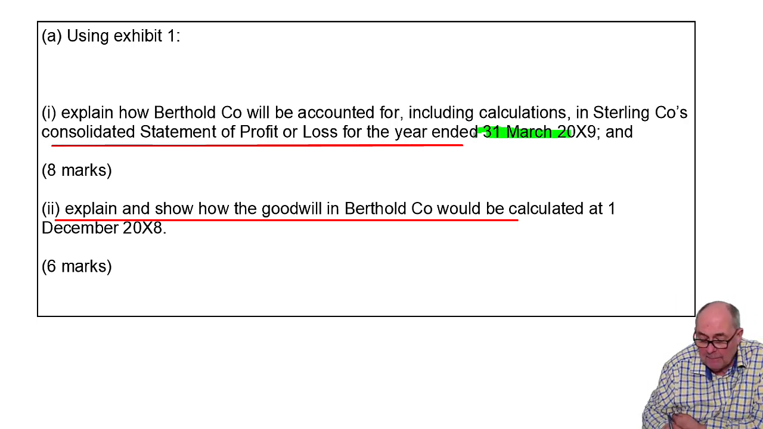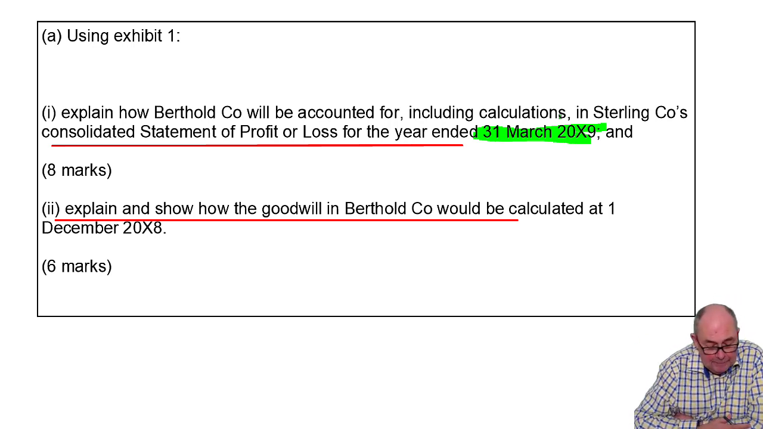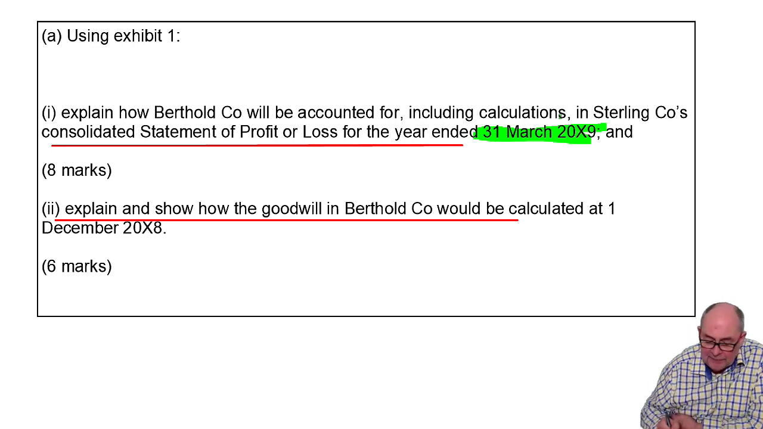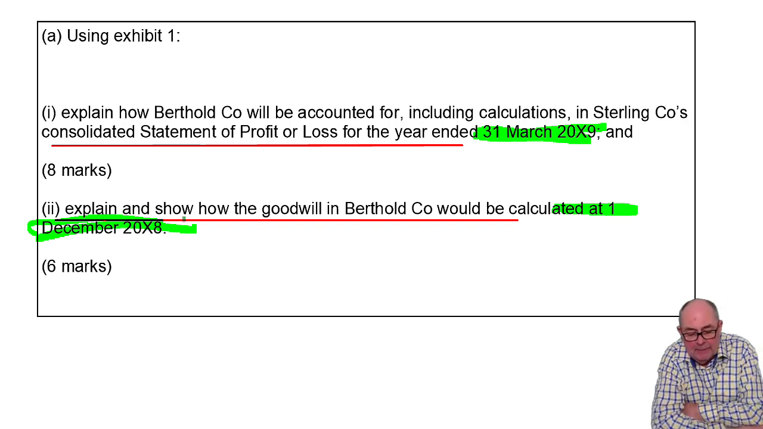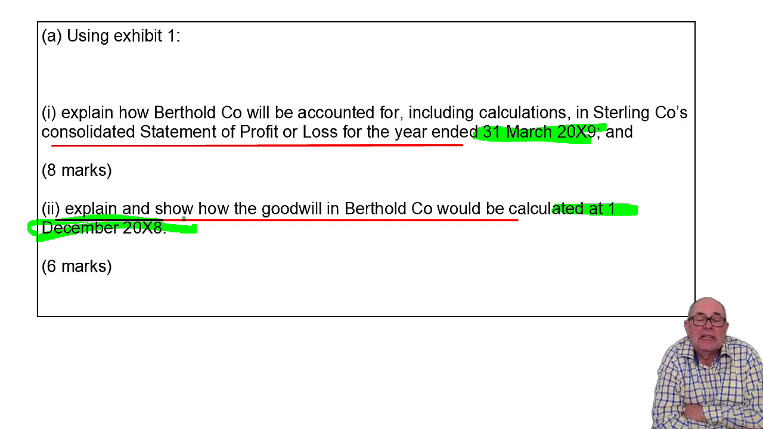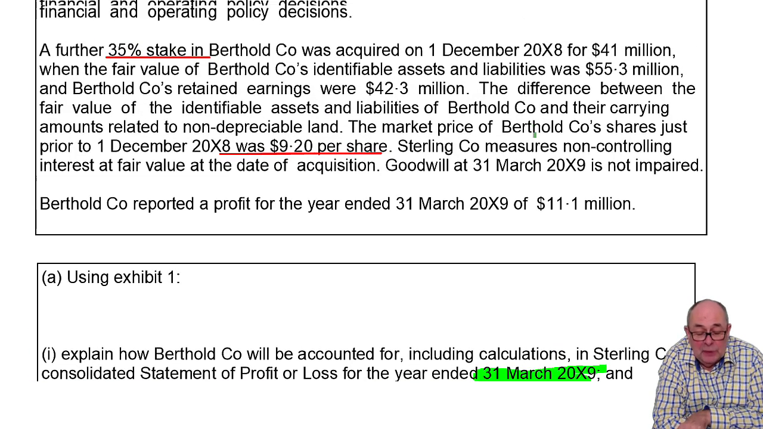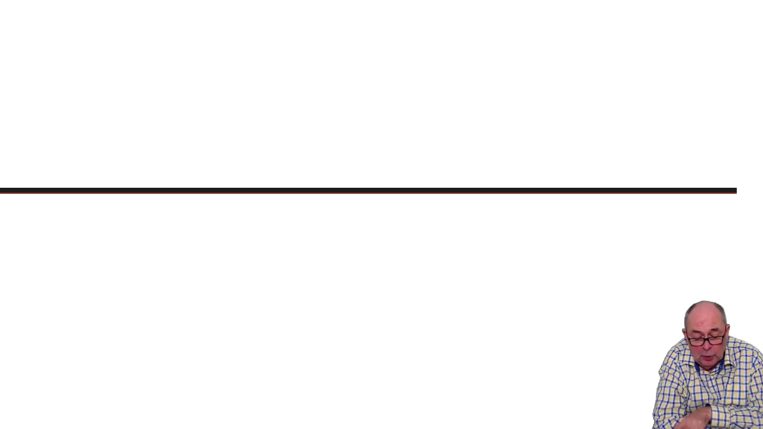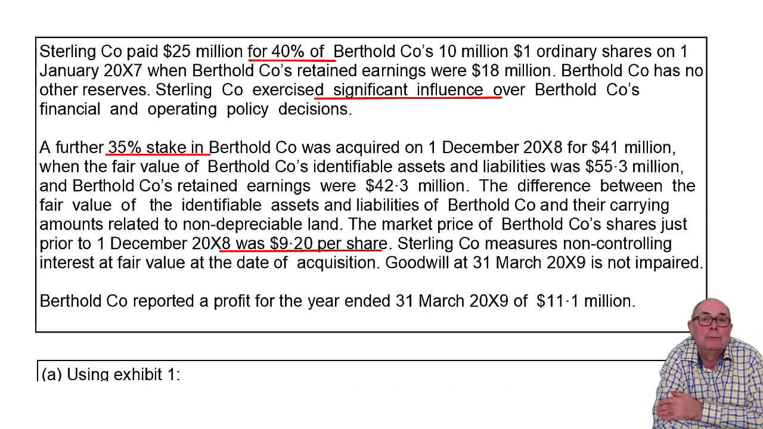Notice the slightly different dates. The first part is explaining everything about the profit and loss for the whole year. The second one is just identifying the goodwill balance at one date, 9 months into the year. I expect that's the date when we got control. If you need to, pause the recording now to make sure you're happy with the scenario.